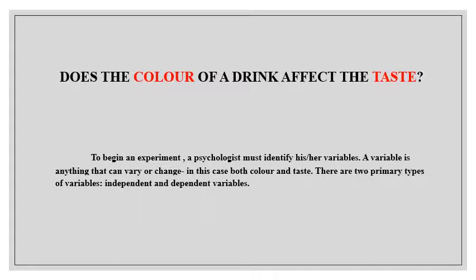But to begin an experiment, a psychologist must identify his or her variables. And here you will know what a variable is. A variable is anything that can vary or change. In this case, both color and taste. So there are two primary types of variables, independent and dependent variables.